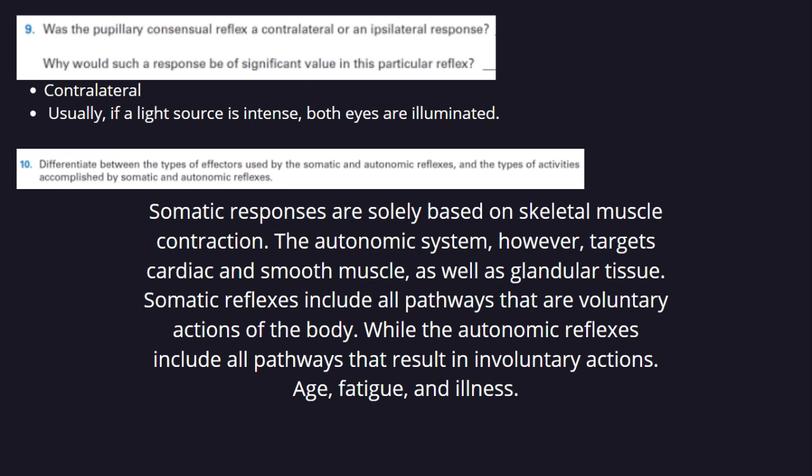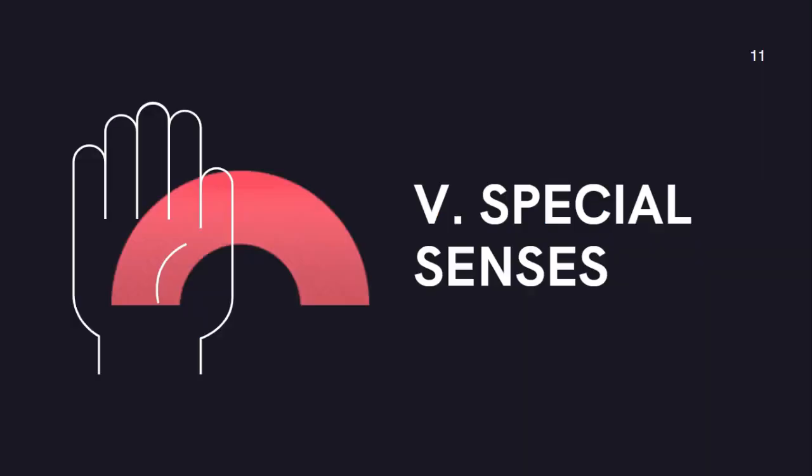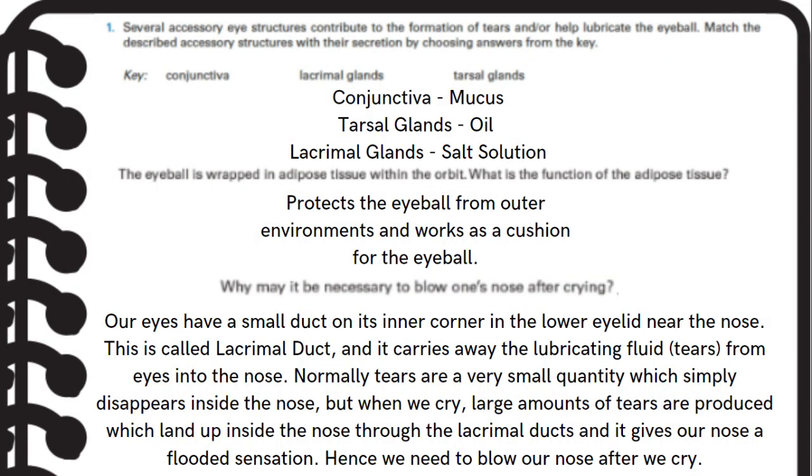Age, fatigue, and illness. Hello everyone, I am Abegail Allado, and I am going to report about the special senses, the eye and vision anatomy. Number 1. Several accessory eye structures contribute to the formation of tears and help lubricate the eyeballs. Match the described accessory structure with their secretion by choosing an answer from the key.